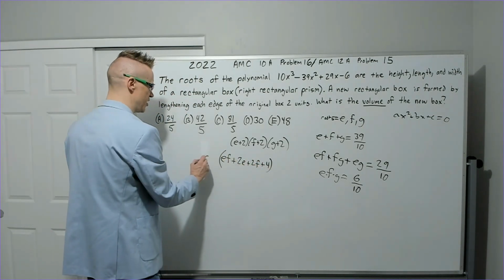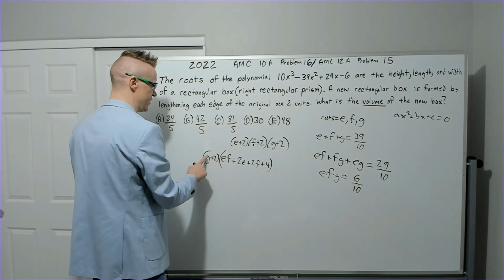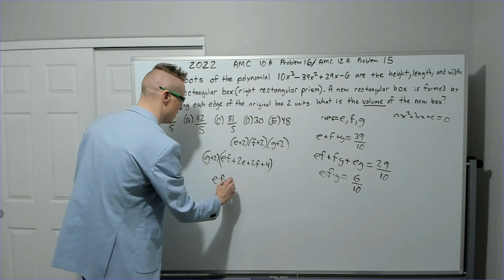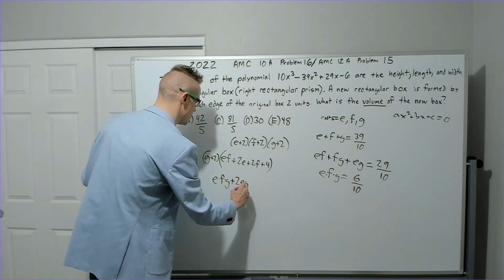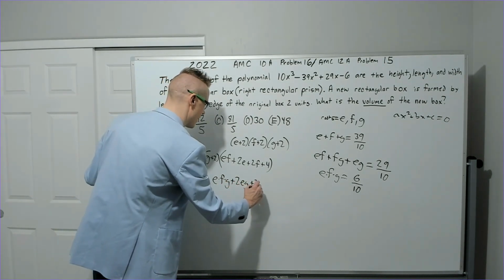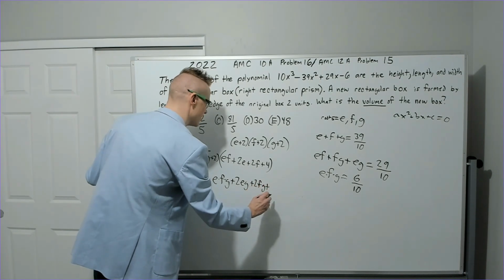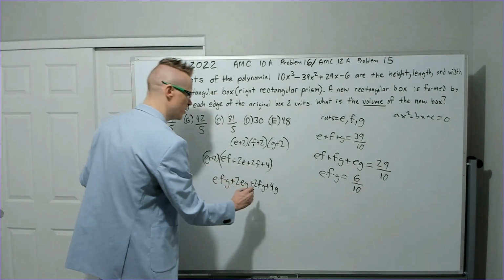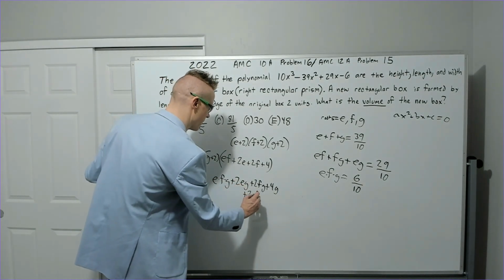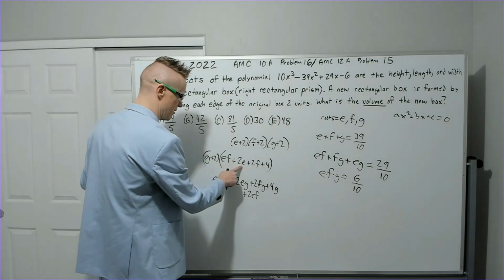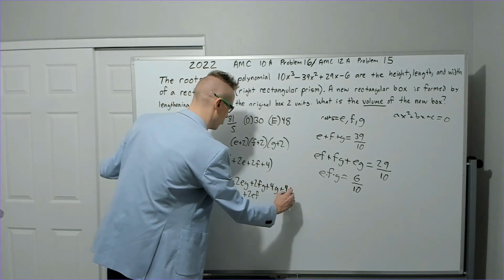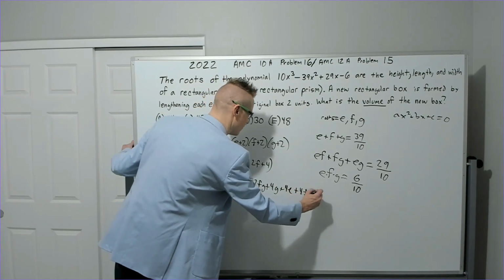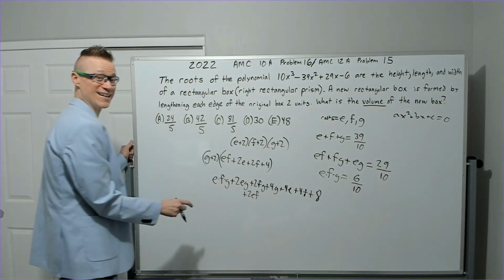I'm going to put g plus 2 in front. I'm going to distribute the g. You get e times f times g plus 2eg plus 2fg plus 4g. And then now you're going to distribute the 2. You're going to get 2ef. I'm going to write it right here. 2 times 2e is plus 4e. 2 times 2f is plus 4f. And finally, the 2 times 4 makes 8.